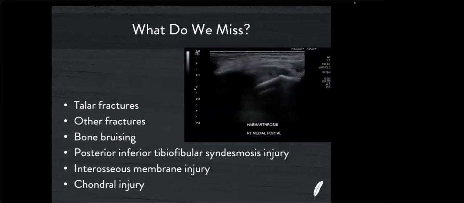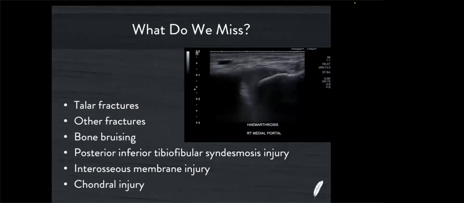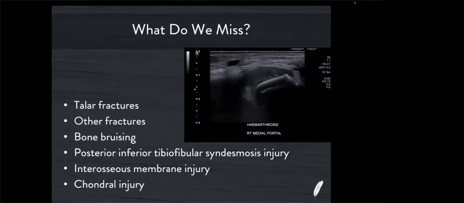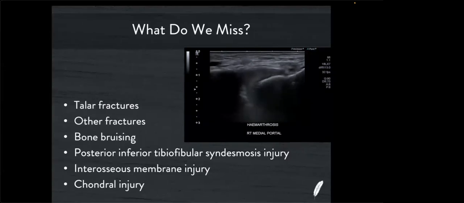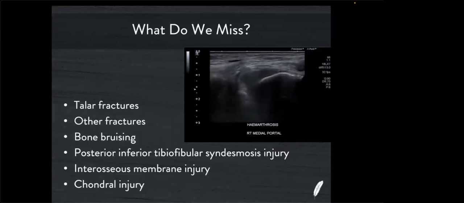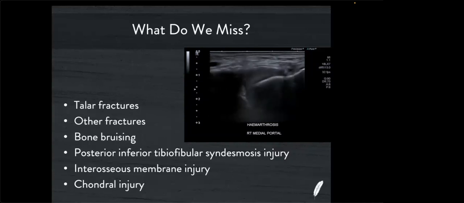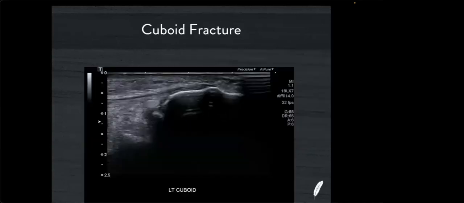We do miss things with ultrasound. These are the things that are really not the scope of ultrasound. And I think if we have a normal ultrasound, it's worth considering talar fractures, other fractures, of course. We don't see bone bruising with ultrasound. I think the posterior inferior tibiofibular syndesmosis injuries, I'm getting much better at. And I'm also getting better at the interosseous membrane injuries, but I still feel like these are better seen with the other cross-sectional imaging modalities. And of course, chondral injuries, you can't really appreciate with ultrasound either. So we do have some blind areas, but celebrating our strengths and accepting our weaknesses or limitations, I think, is how we do good ultrasound.